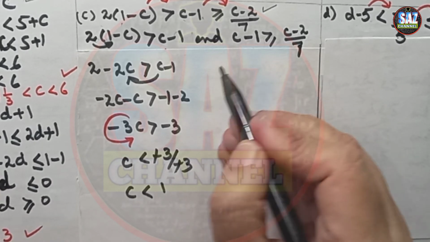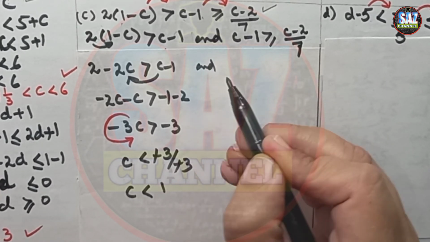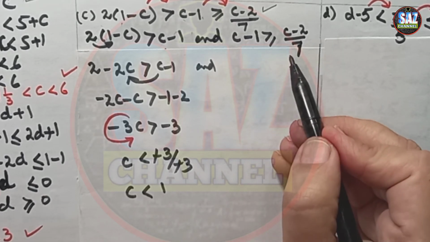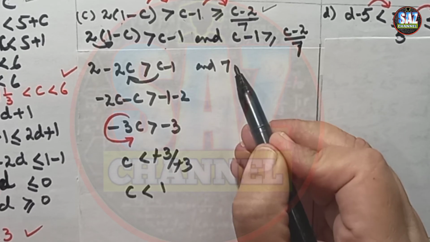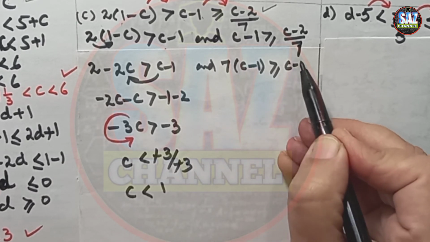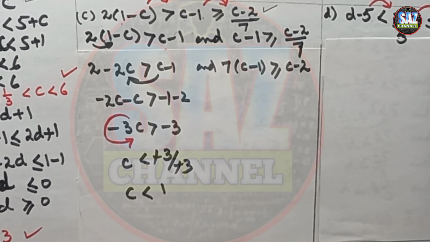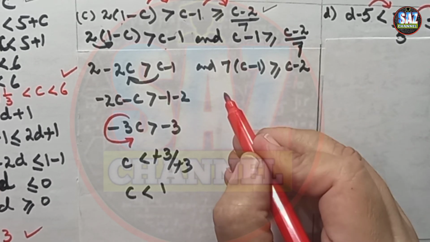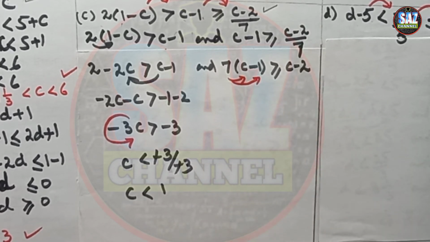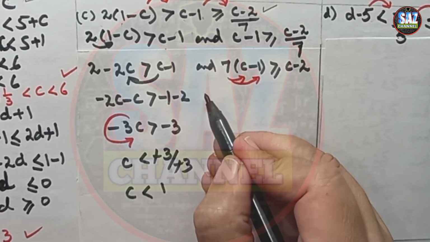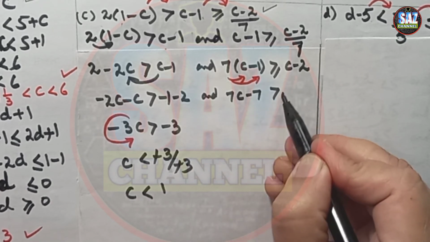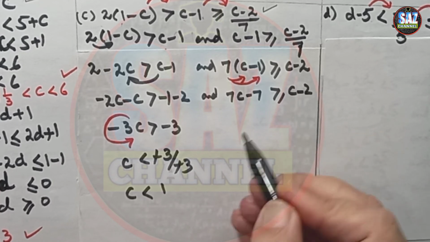Coming to the other part of the inequality, that is c minus 1 is greater than or equal to c minus 2 by 7. First shift 7 to the other side. This will give me 7 into c minus 1 is greater than or equal to c minus 2. Apply the distributive property: 7 has to be multiplied with every term inside the bracket. It will take the form 7c minus 7 is greater than or equal to c minus 2.